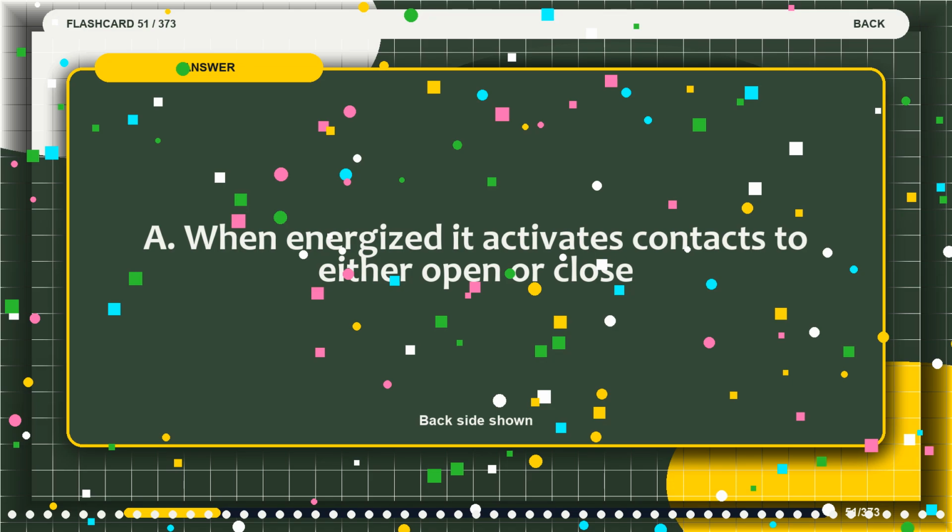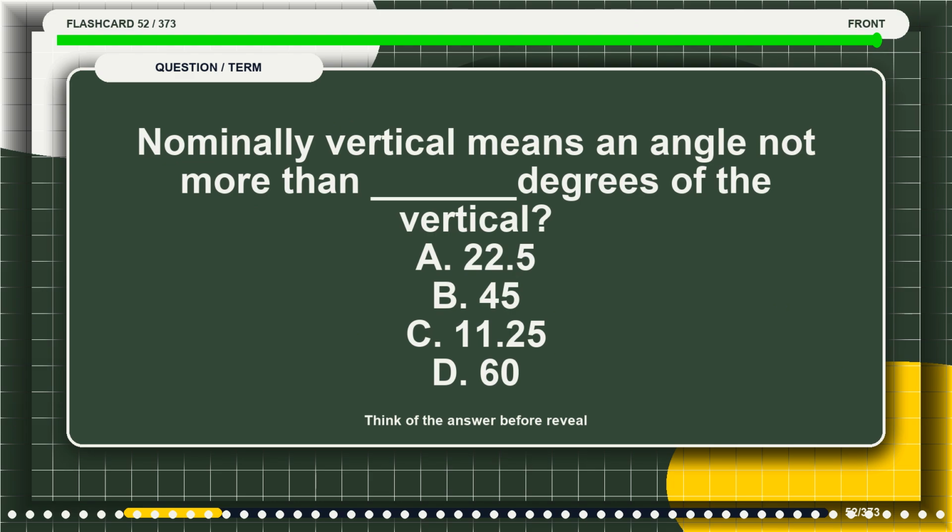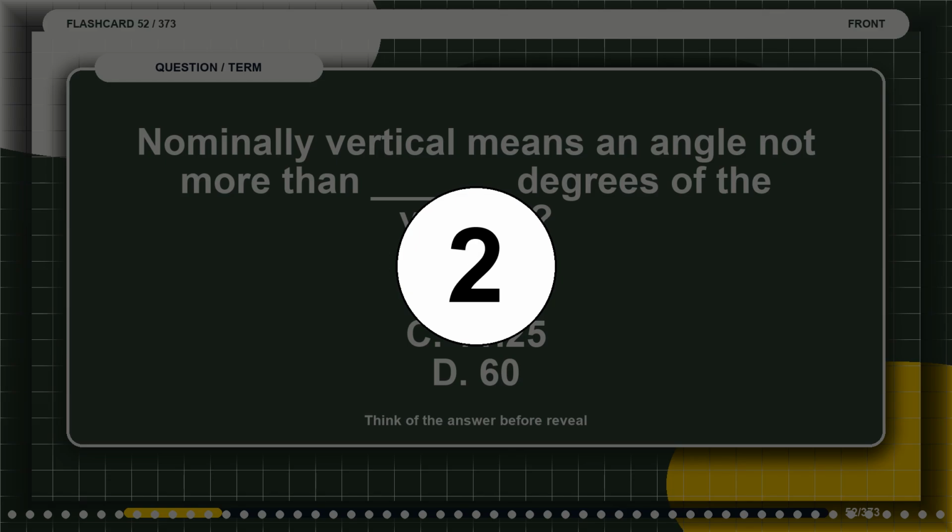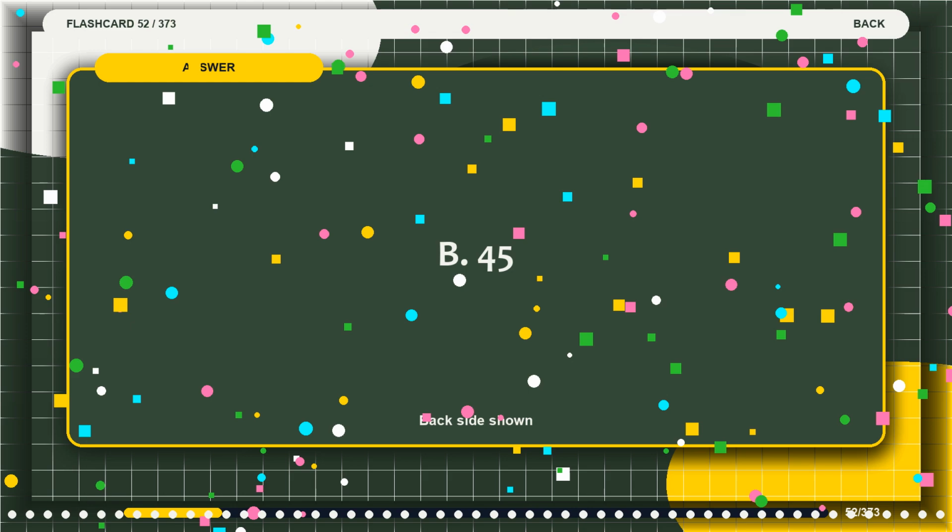The answer is A. When energized, it activates contacts to either open or close. Flashcard 52. Nominally vertical means an angle not more than blank degrees of the vertical. A. 22.5, B. 45, C. 11.25, D. 60. Think of the answer before the reveal. The answer is B. 45.